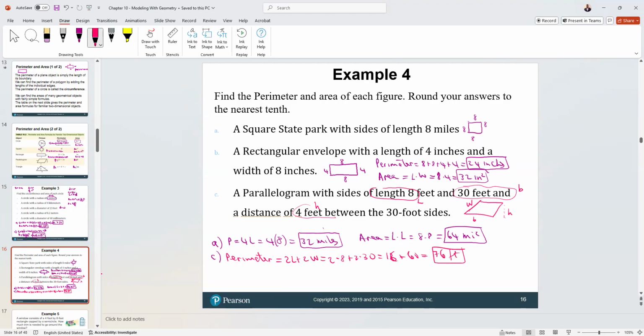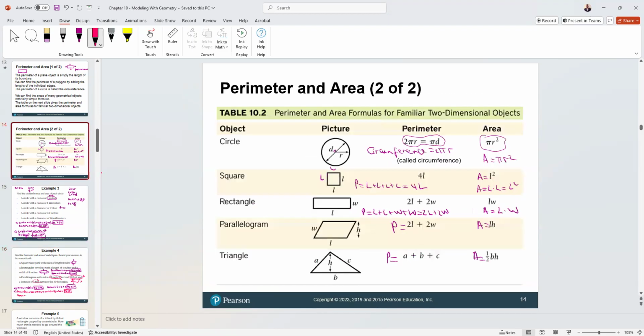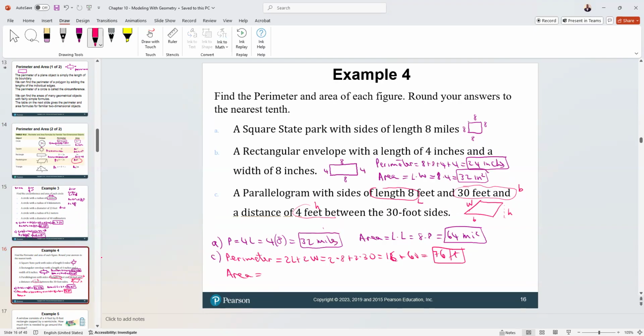That's the perimeter. But for the area of a parallelogram, let's go back to the parallelogram. The area is length times height. Area would be length times height. So meaning area would be 4 times 30. Let's make it 120 square feet.